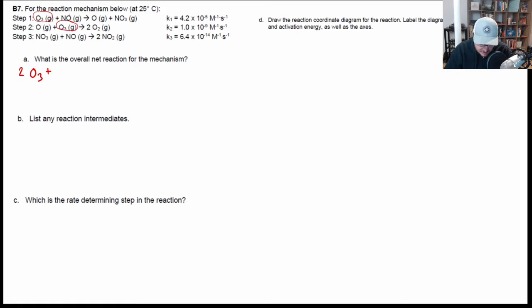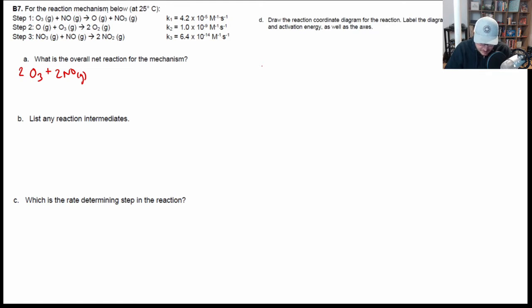And then the next thing, we have NO gas here as a reactant in this case. And then we see it pop up here again, and so that's then also a reactant. So there's going to be 2 NO gas in that scenario.